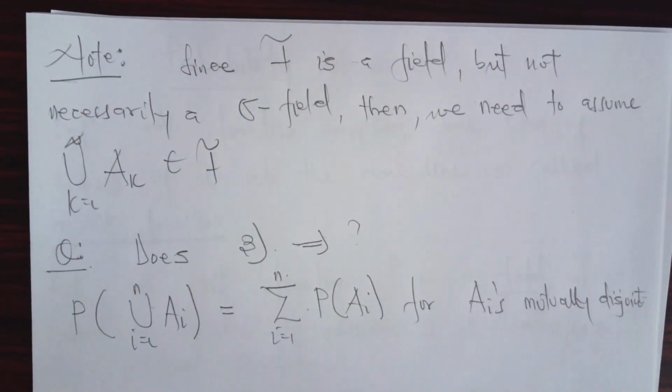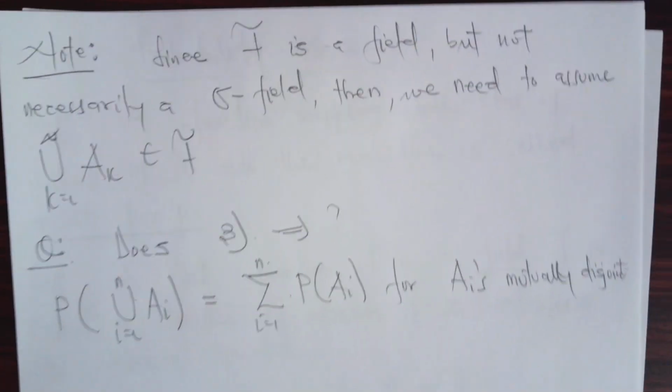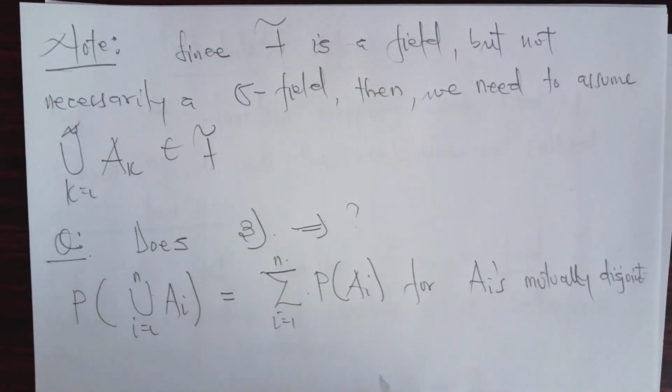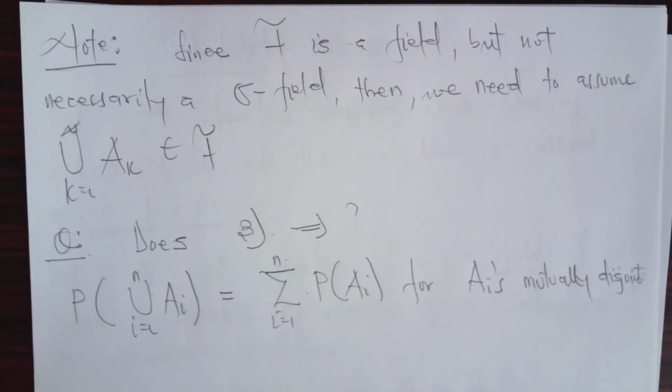Alright. Note, there's something interesting here that we need to take note of. Remember, we define P on a field, not on a sigma field. So note, since F is a field, but not necessarily a sigma field, then we need to assume the countable union of AK belongs to F.